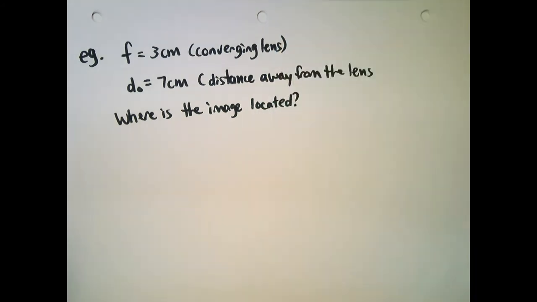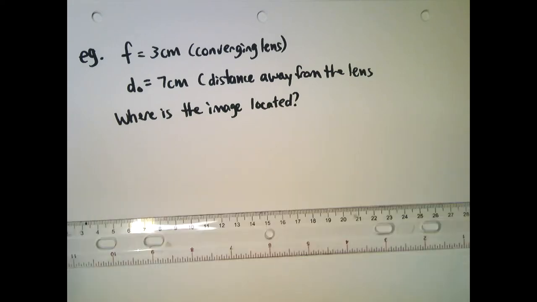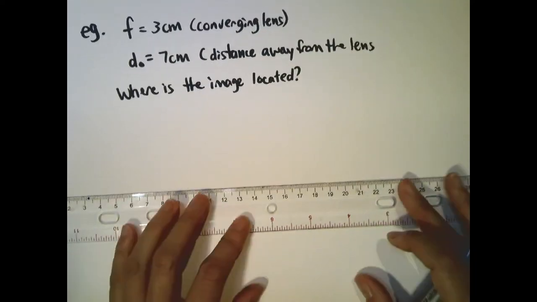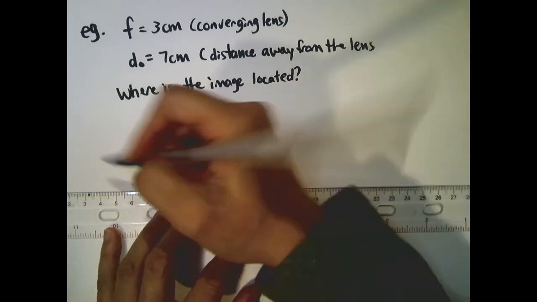All right, so let's first do a scale diagram. In the previous videos, we drew a ray diagram so you can find this image and where it's located. I'm going to first draw that to show you where it is, and then I'm going to show it to you mathematically.